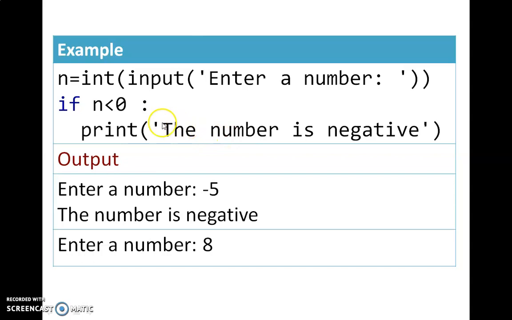In this example, we have used simple if, n less than 0. Here n less than 0 is the condition. When I give the input minus 5, minus 5 less than 0 is true, so I get the output, the number is negative. The next time I run the program and give the input as 8, 8 is less than 0, which is false. So nothing happens because there is no else part. Simple if is nothing but if without else part.